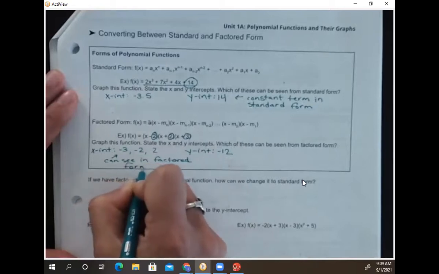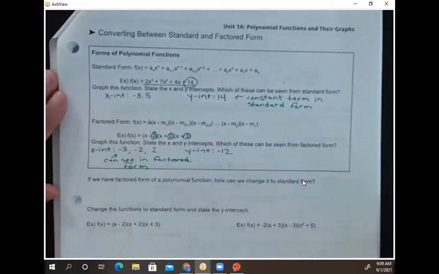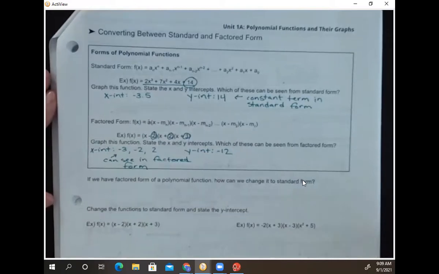So there's a reason to care about both of these forms. Later this unit, we'll talk about vertex form for quadratics as well. And there's a reason that we'll care about vertex form. We did talk about vertex form in Algebra 1, but we'll talk about it again here in Algebra 2. There's a reason that I care about each of these things. These different function forms tell me important information.